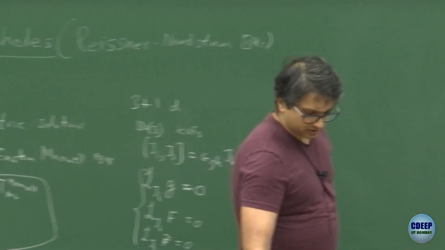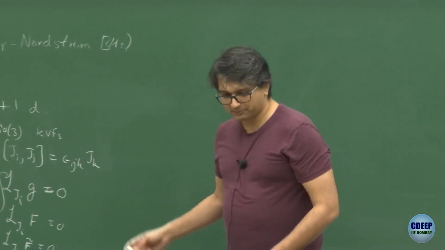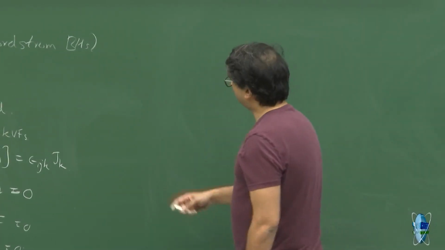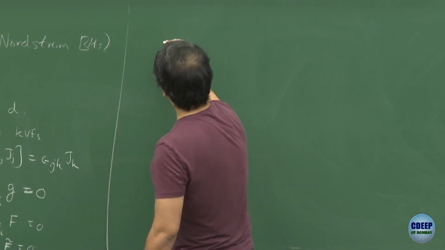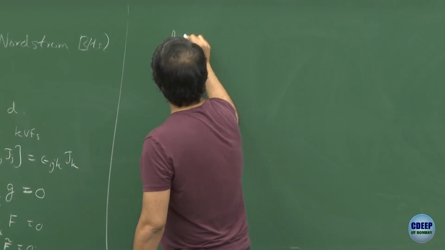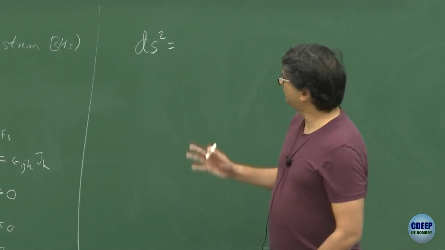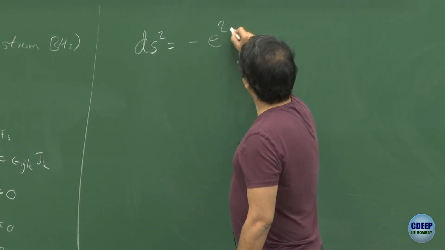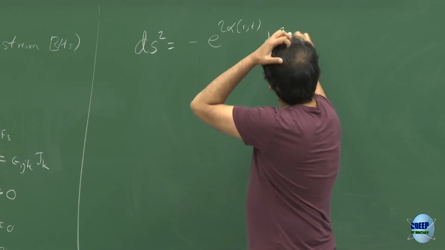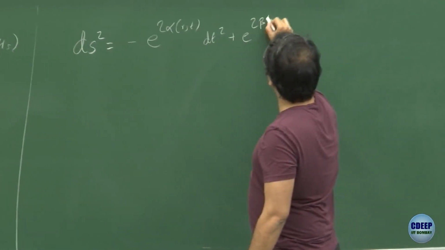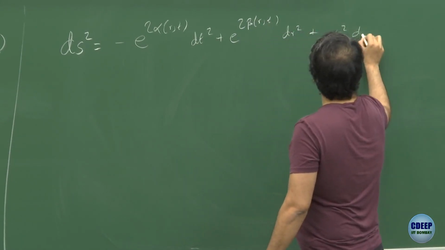Of course, it's much easier to see once we write down an explicit set of coordinates. So we will write down the metric. I'll just write down the answer for the metric that we get. On general grounds, just from rotational symmetry, we know that it will be of the form e to the 2 alpha of r and t, dt squared, plus e to the 2 beta, dr squared, plus r squared d omega squared.